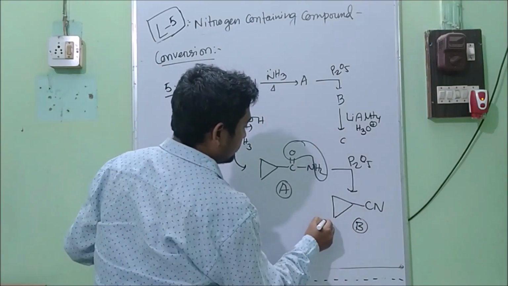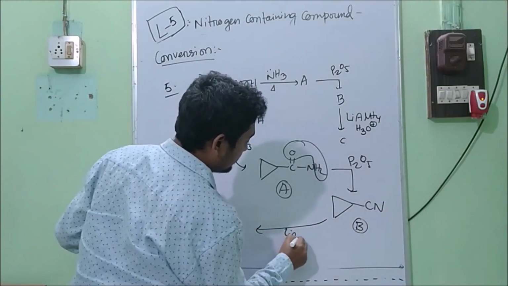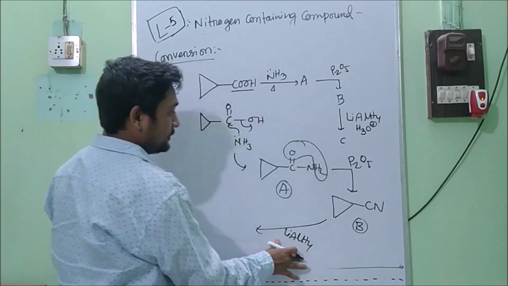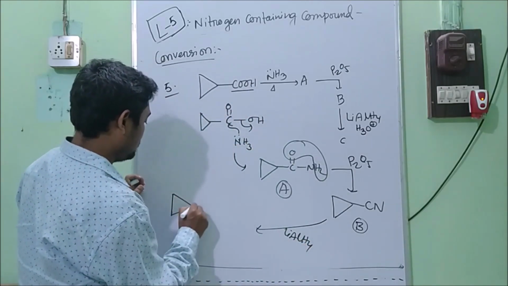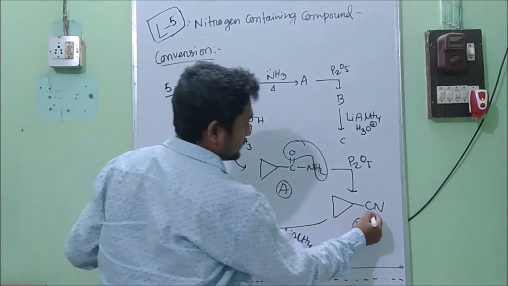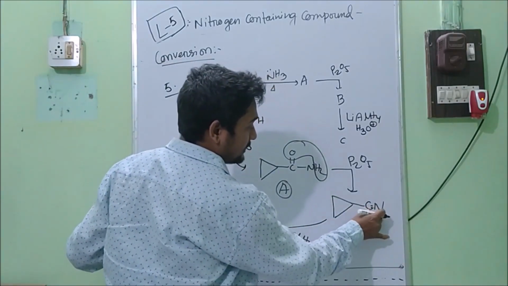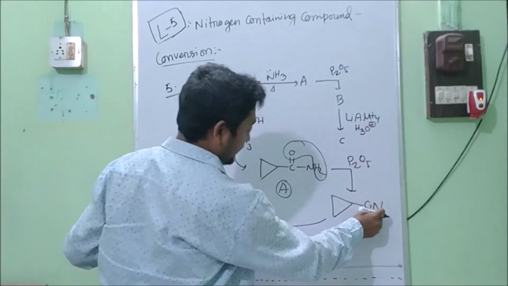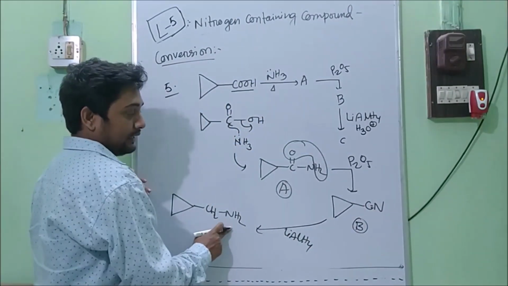Okay. Then lithium aluminum hydride. It is a strong reducing agent, so it will reduce this one into CH2NH2. This C triple bond N will break, and there will be hydrogen with carbon and nitrogen.